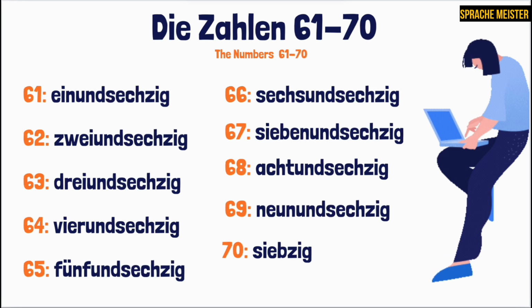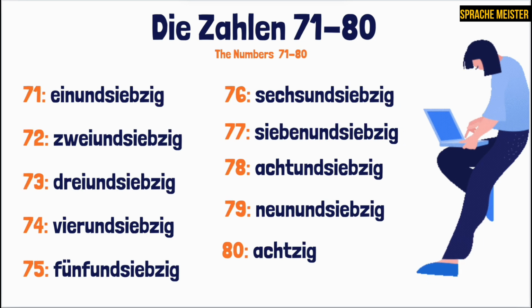61 to 70. 61, 62, 63, 64, 65, 66, 67, 68, 69, 70. Now 71 to 80.